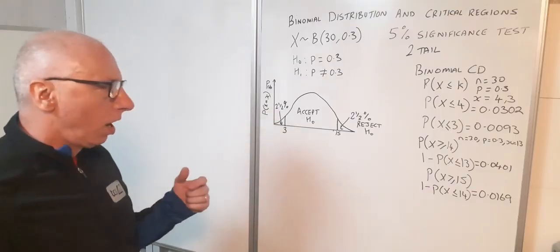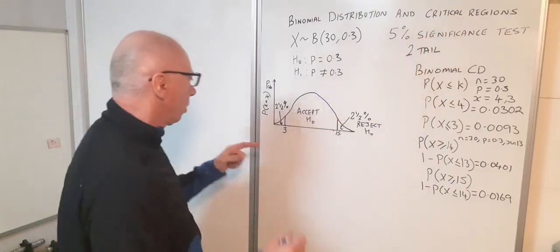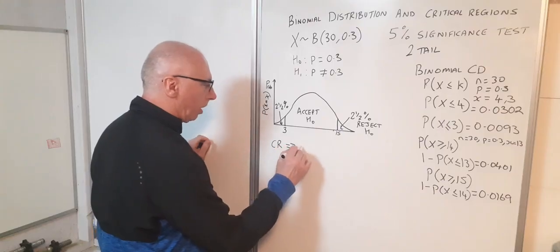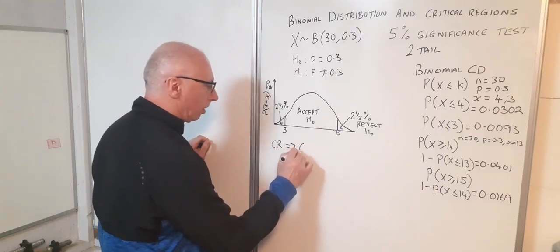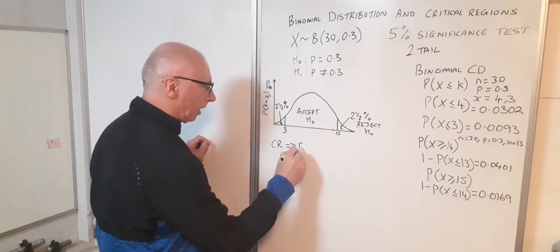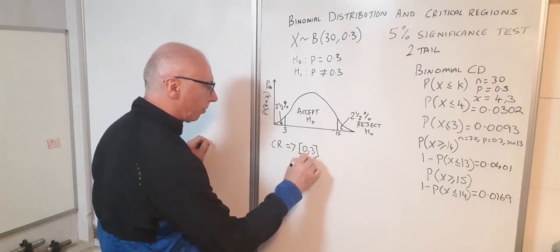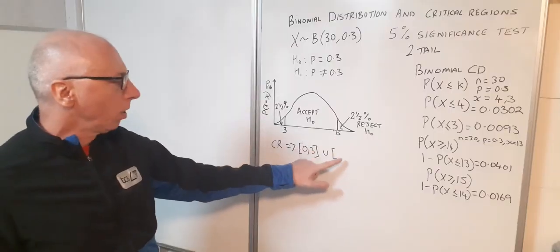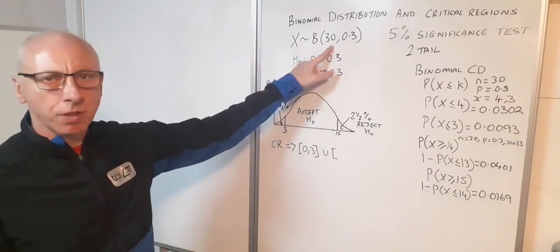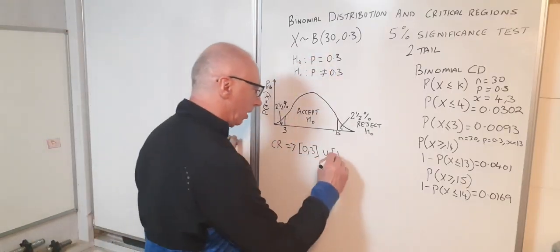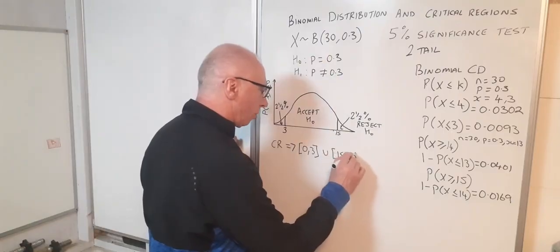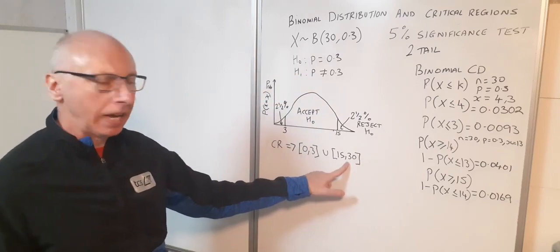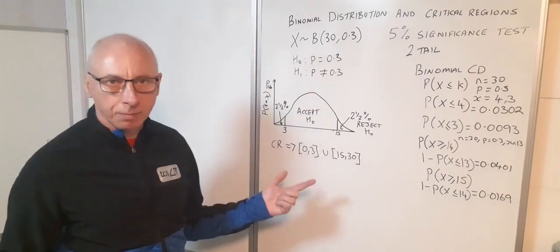So our critical region is going to be from 0 to 3. Let's do it as a square bracket so it's included. So 0 to 3 in union with 15 up to the maximum value. Now what's the maximum value? Well, as we're doing 30 trials, the maximum value is 30. So that's our critical region, and any whole number inside those values will be a critical value.